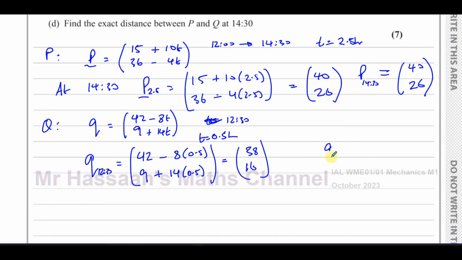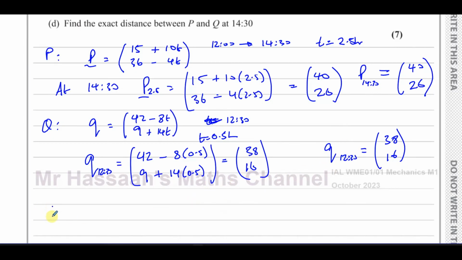So that's the position of Q, not at 12:30, not at 2:30, sorry, but at 12:30. Okay, we want to know where Q is at 2:30. We want to know where they are at the same time. But Q now, at this point, it changes course.